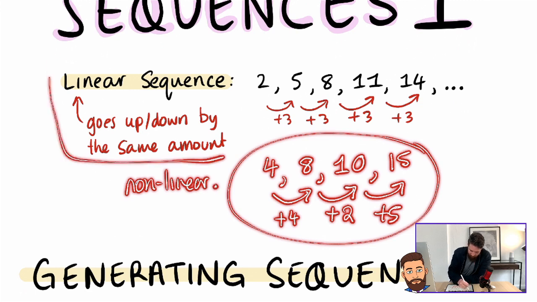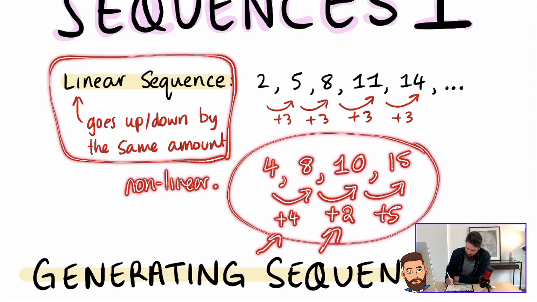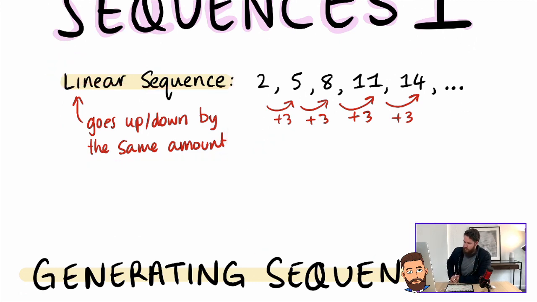because if linear means it's going up by the same amount, this sequence clearly is going up by different amounts. So we would say it is non-linear. So a non-linear sequence is one that changes what it's going up or down by. A linear sequence is changing by the same amount every time.